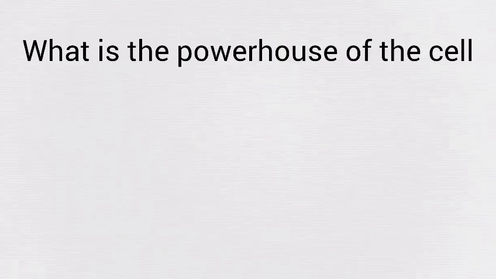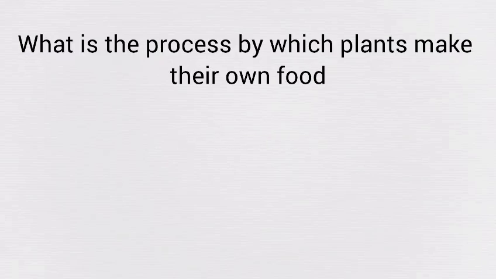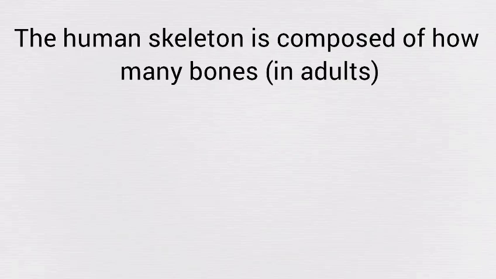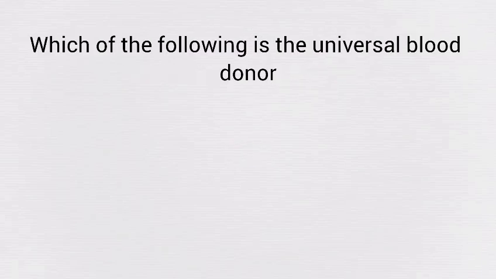Exhalation. What is the powerhouse of the cell? Mitochondrion. What is the process by which plants make their own food? Photosynthesis. Which part of the blood is responsible for clotting? Platelet. The human skeleton is composed of how many bones? In adults, 206. Which of the following is the universal blood donor?